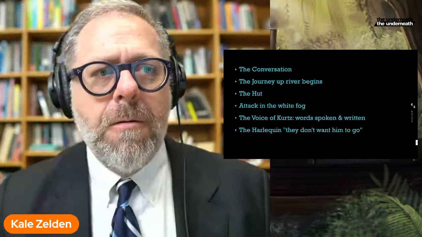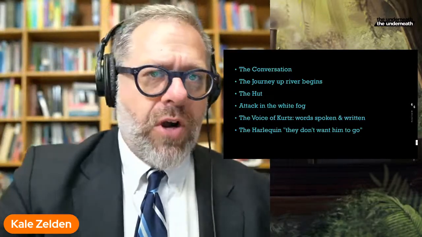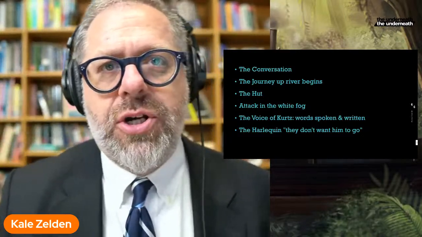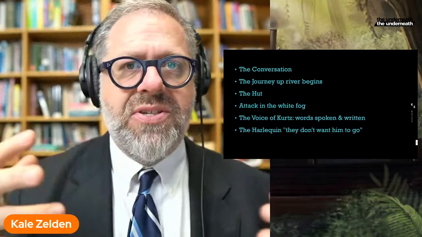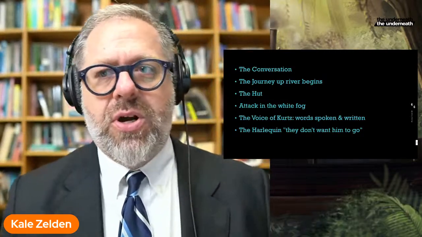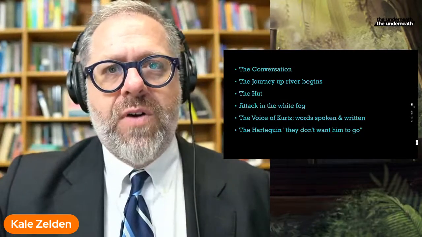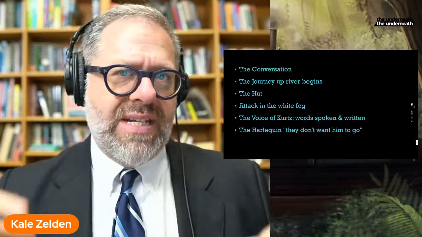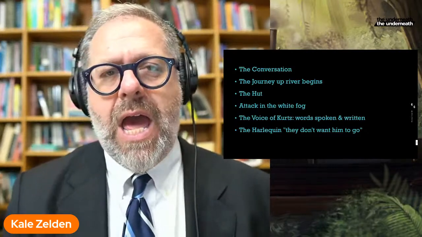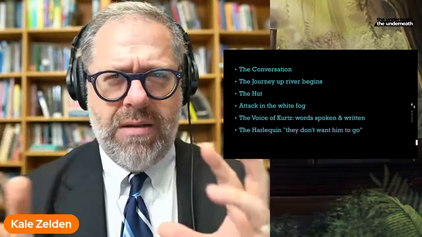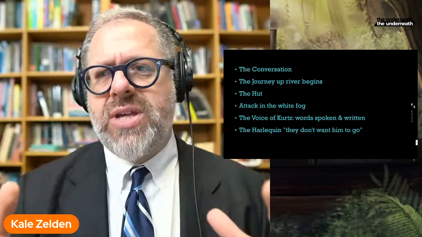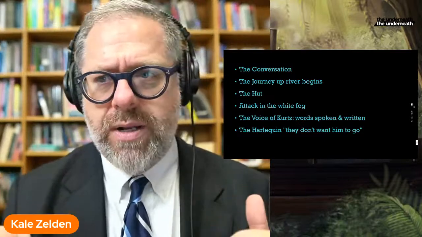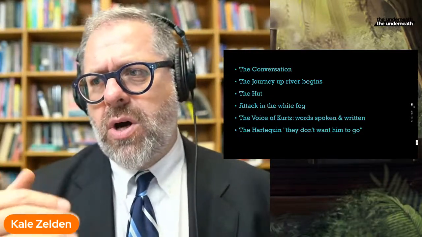Okay. So the overheard conversation is the first part, and then the journey up the river begins. Somewhere in the middle of the journey, they come to this hut, and they see stacked firewood with a note, and it says, "Approach cautiously." Then they go upstream further, and they get stuck in the fog, and then they hear this cry in the fog, and then they have this attack in this white fog. And then we have this rather lengthy, 8 to 10-page aside about Kurtz, his words spoken and his words written. And then at the very end, we meet this Harlequin guy.